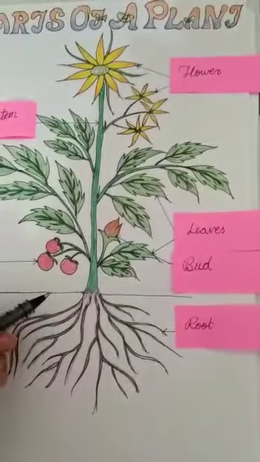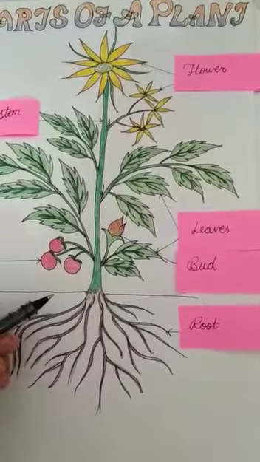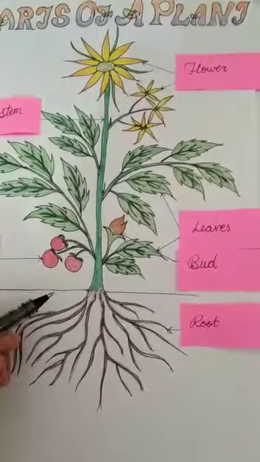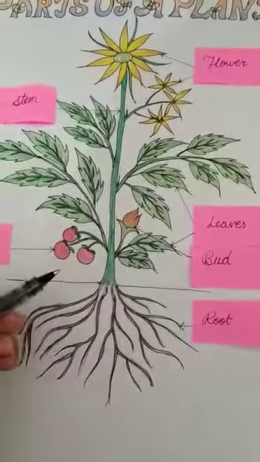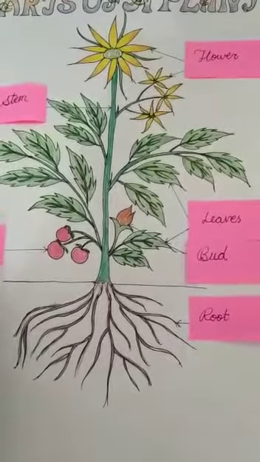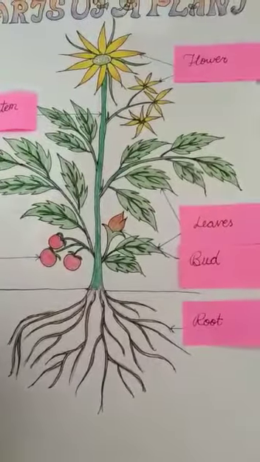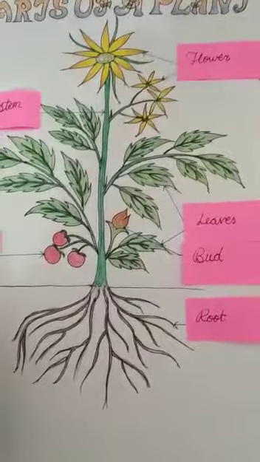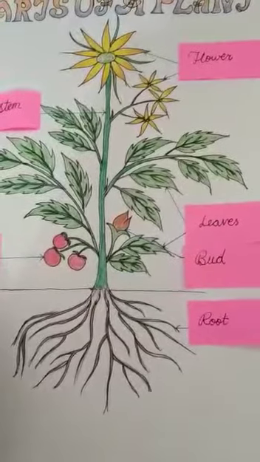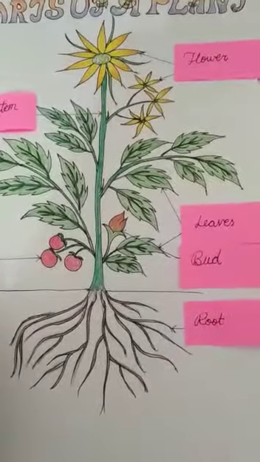Moreover, the undersurface of the leaves has tiny openings. These openings are known as stomata, which help in the exchange of gases inside the plants. After that, the next part is fruit. It is the edible part of the plant. It protects the seed inside it. There are so many fruits that we eat, like tomato, guava, apple, mango, pineapple, etc.